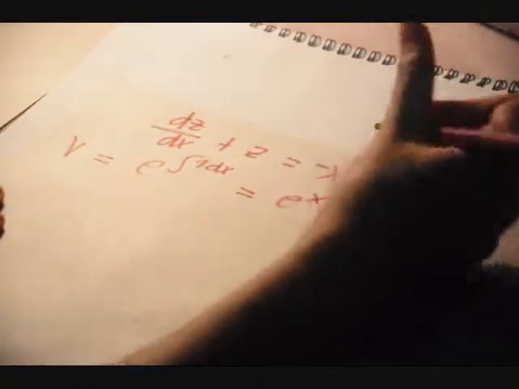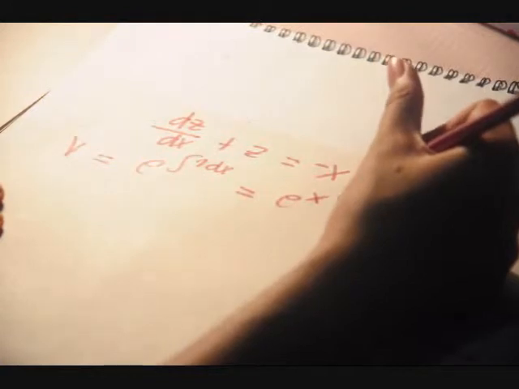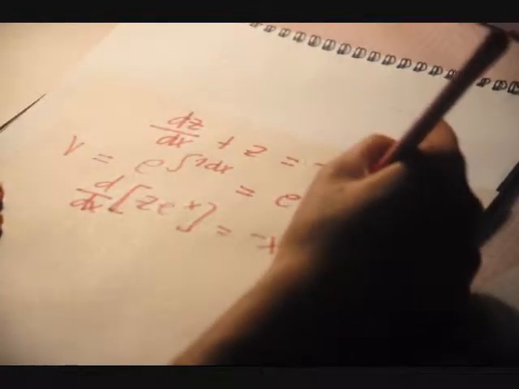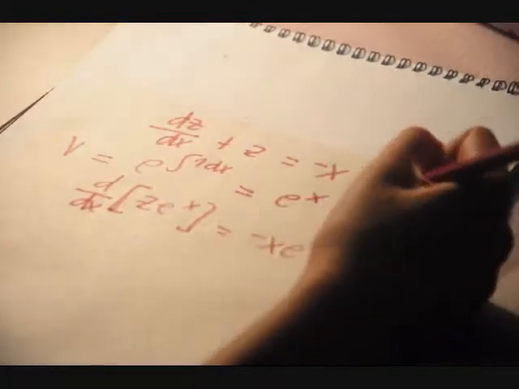Our integrating factor is equal to v is equal to e raised to the antiderivative of 1 dx, which is equal to e raised to x. Multiply this integrating factor to this equation. We now have d/dx of our dependent variable z times the integrating factor e^x is equal to negative x times our integrating factor e raised to x. So we will now integrate this.